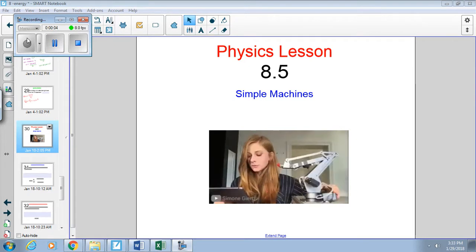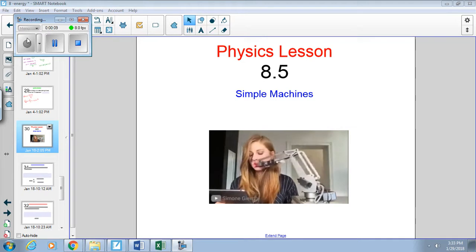Welcome to physics lesson 8.5. Simple machines. Get to the chopper. All right. So simple machines.